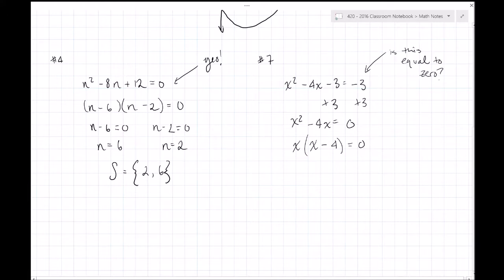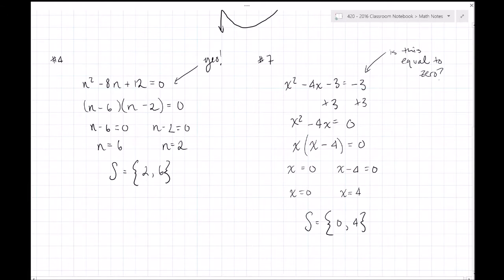Now I can still apply the same zero product property: x equals 0, x minus 4 equals 0. I'm still setting each factor equal to 0, and I'm going to get x equals 0. There's nothing to do here. And over here, I'm going to get x equals positive 4. So now my answer would be the solution set is equal to {0, 4}.